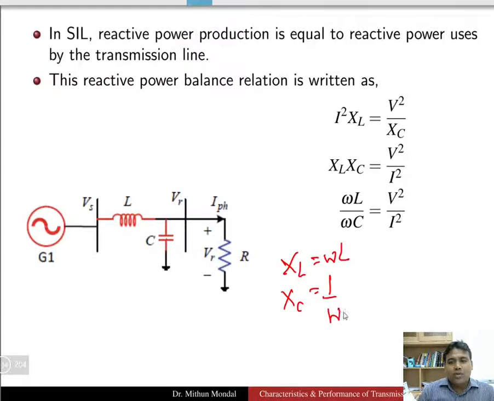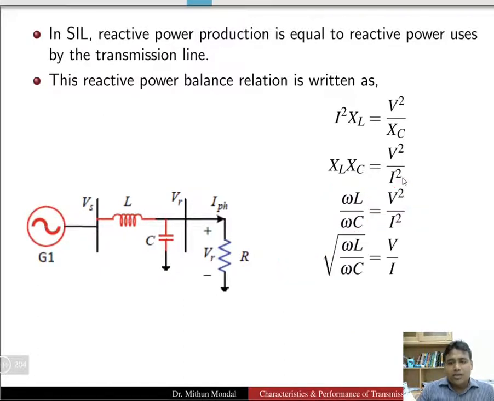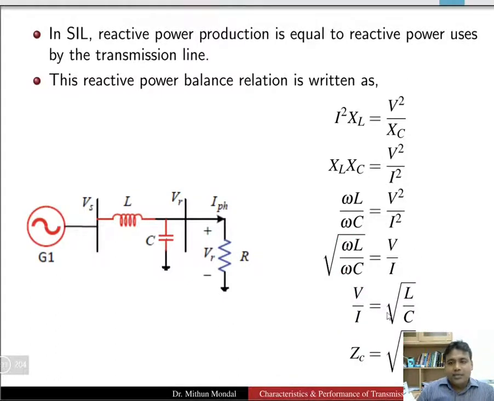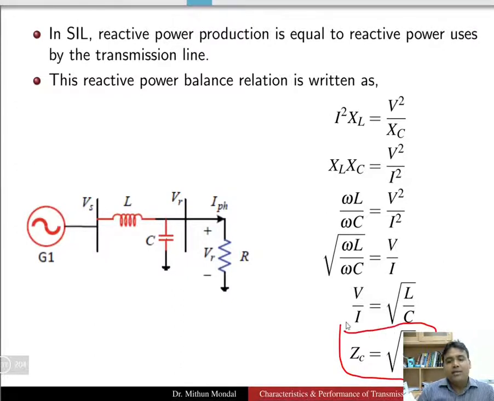We know that XL is equal to omega L and XC is equal to 1 by omega C. So if we substitute, we get omega L by omega C equal to V square by I square. Next, if we take the square root on both sides, we get under root omega L by omega C is equal to V by I, and V by I is equal to under root L by C, because omega cancels out. Then the value of ZC is equal to under root L by C.